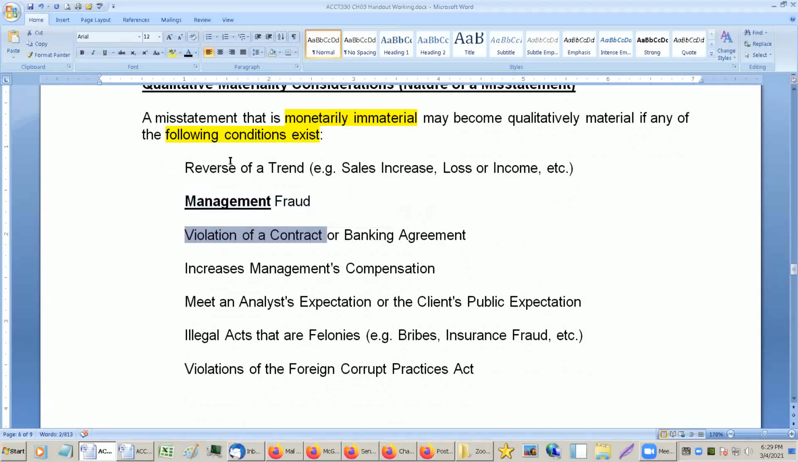If it violates a contract or a banking agreement, it could be material. And this one sometimes comes up, especially with smaller companies. A lot of times smaller businesses get their financing through banks. Usually when they do that, the bank will say, look, we'll give you this financing, but you have to get all of your financing through us. You can't get financing anywhere else, because we don't want you getting a bunch of loans all over the place and pretty soon you have all these people. So all your financing has to come through us.